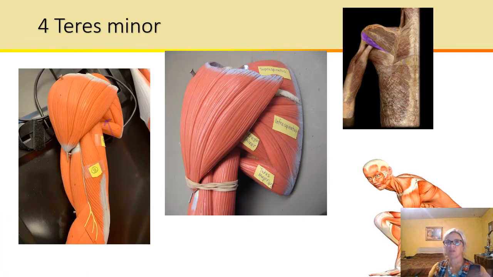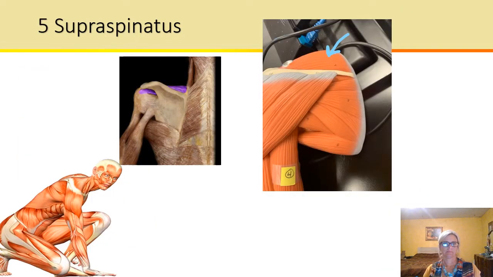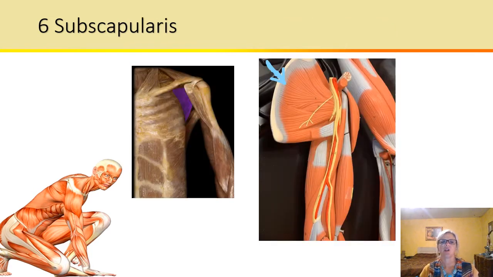Now we have the teres minor, and this is the lesser rounded muscle, and this laterally rotates the arm. All right, we've got the supraspinatus. Supra means above. Spinatus refers to the spine. So this is the above the spine muscle, and this abducts or takes away the arm, and this is what actually initiates abduction.